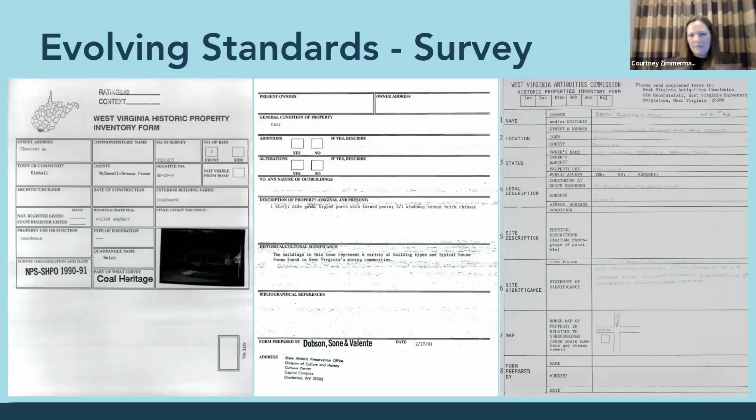So this is an example of the evolution of the West Virginia historic property inventory form. You can see the one on the right is one of the earliest ones, and they've changed. And some of these forms really don't have very much information on them at all. So when we go look at these, they're not that helpful. So we need to update a lot of these forms that are older. Next.